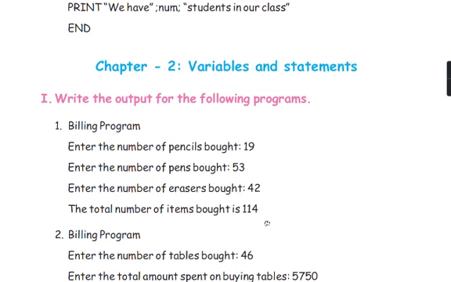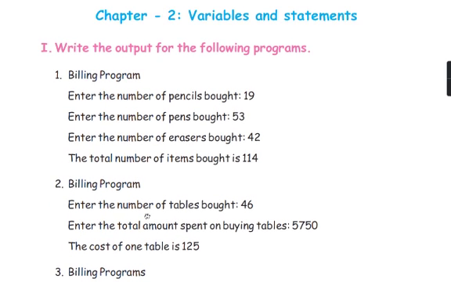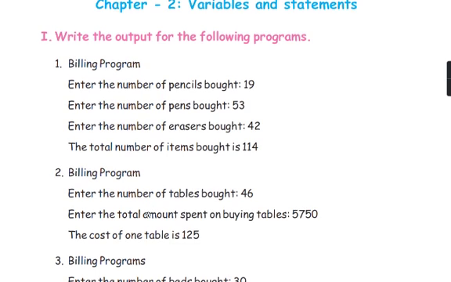And the last statement is total. It is adding up all the values, right? So the total number of items bought is, then add all the values and put it here. Next page, 104, billing program. Enter the number of tables bought. Enter the total amount spent on buying tables. Answer equal to amount divided by, slash, 46. Whatever you give, it is divided by this number. That answer should come here.